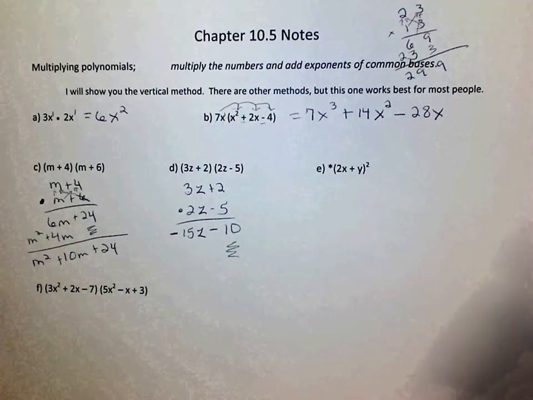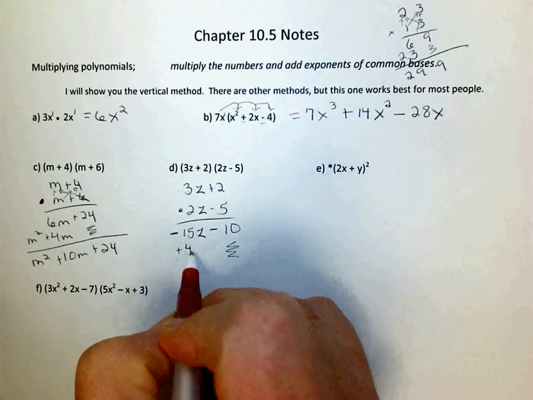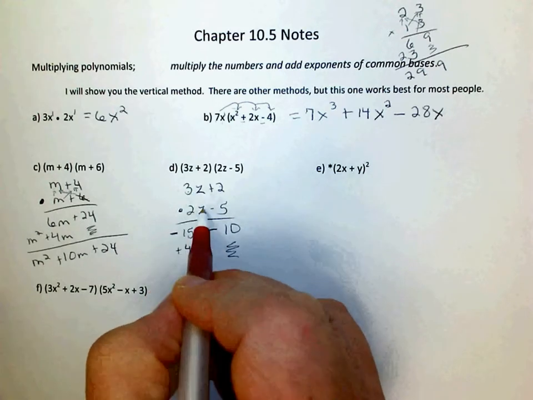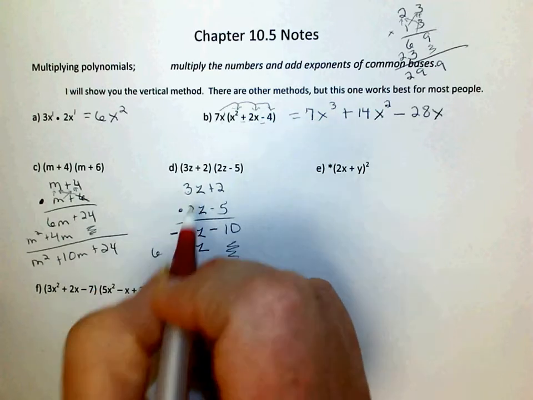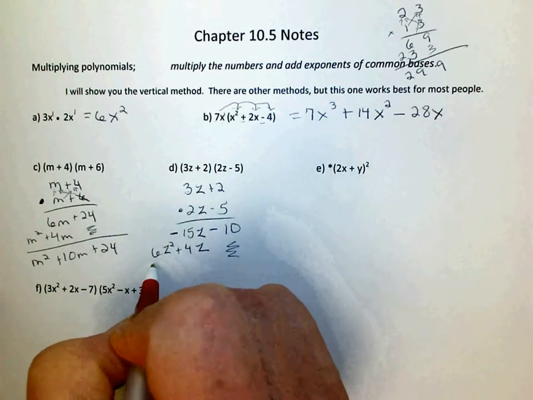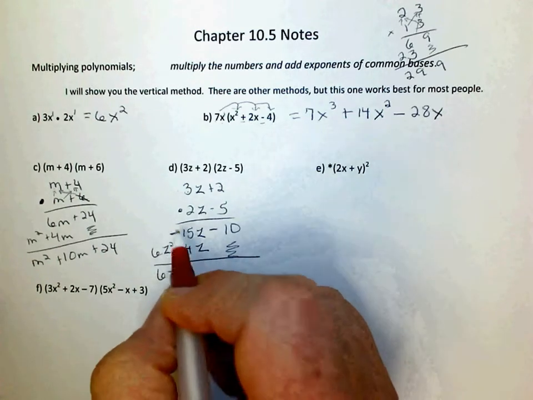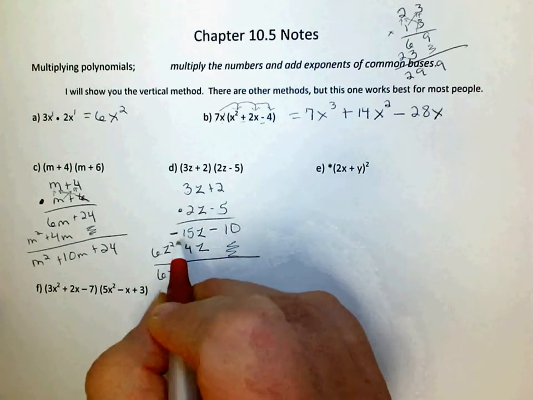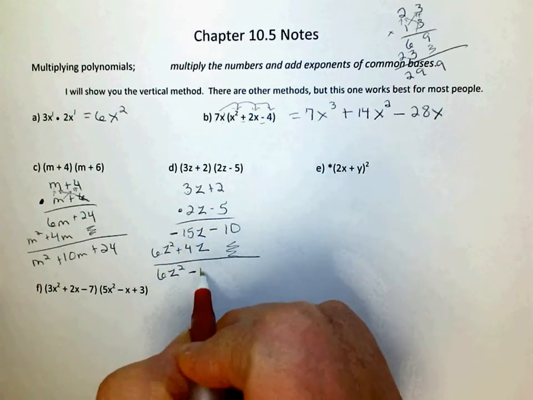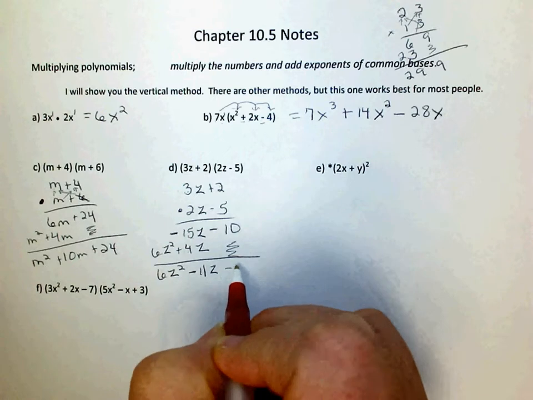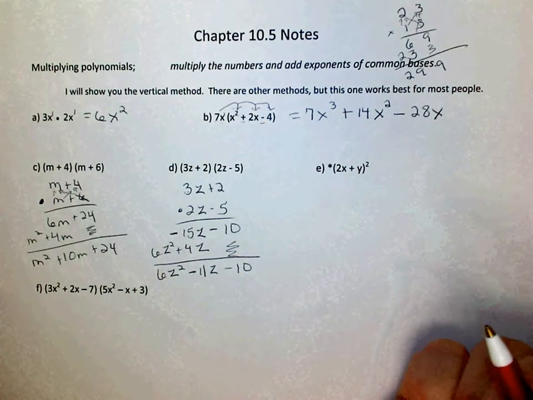Scooch. 2z times 2 is plus 4z. And 2z times 3z, 2 times 3 is 6, z times z is z squared. So 6z squared. And then, you owe more than you have, so you still owe. 15 minus 4 is 11. So 6z squared minus 11z minus 10.